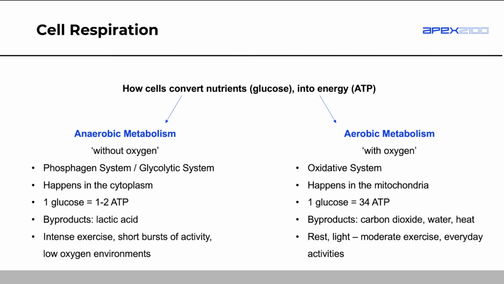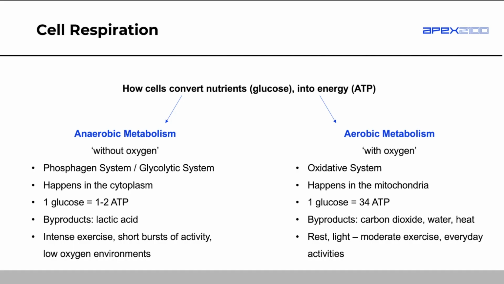The reason it's 1 to 2, just to point that out, is the phosphagen system is 1 glucose, 1 ATP. The glycolytic system is 1 glucose, 2 ATP. Again, we're going to see more about that later.